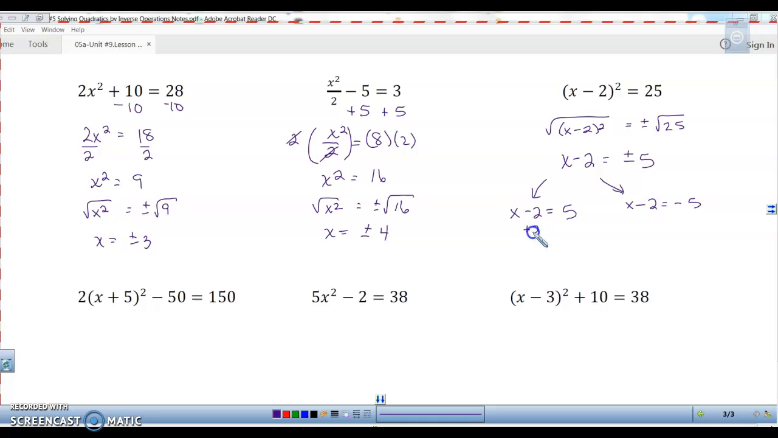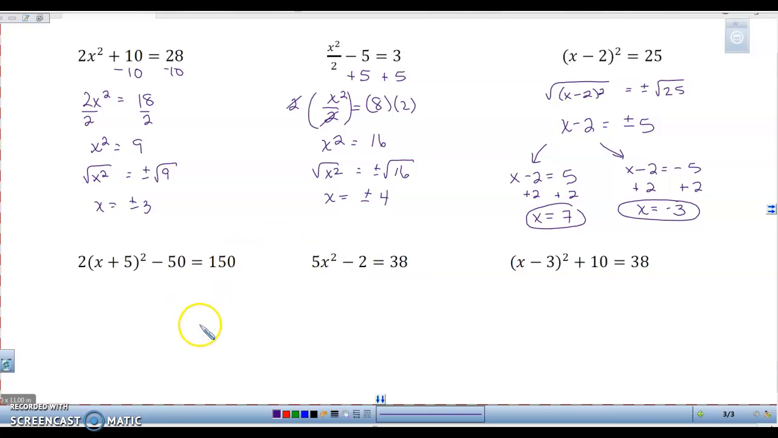All right, so to solve each one, add 2, x is going to equal 7. There's one answer. And then add 2, x is going to equal negative 3. So there are two answers here. You just have to make sure that you have them both, the positive and the negative answer. Okay, so we've learned a neat trick. You can do that just by getting the square by itself. All right, it works the same way when you have a binomial squared, just get it by itself.